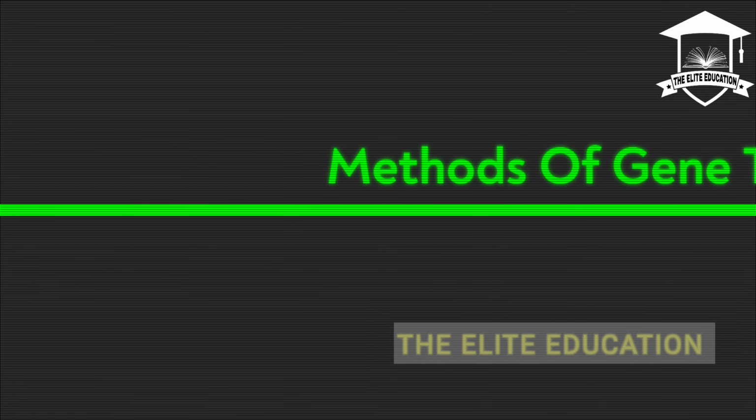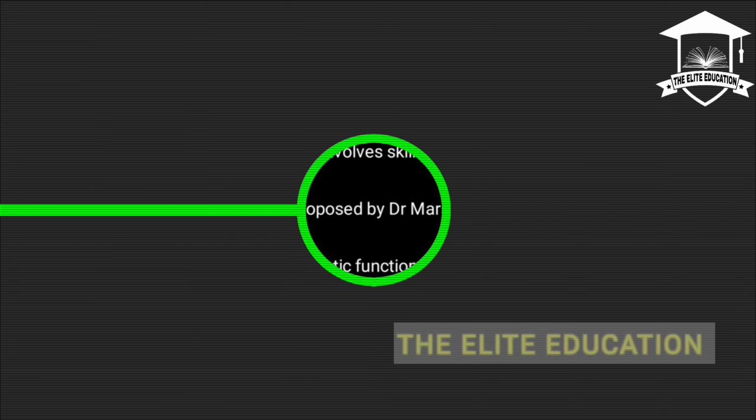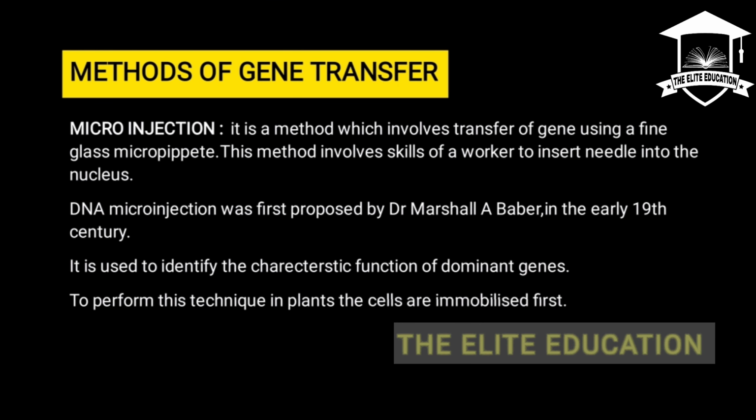Okay, so methods of gene transfer. Usually, there are various methods to transfer a gene into a cell. Usually the physical methods are used, out of which I have discussed the three most important ones. And there are some chemical methods also, and liposome mediated deliveries and all such. But I have discussed here the three major and important ones. The first one is microinjection. It is a method which involves the transfer of a gene using a fine glass micropipette.